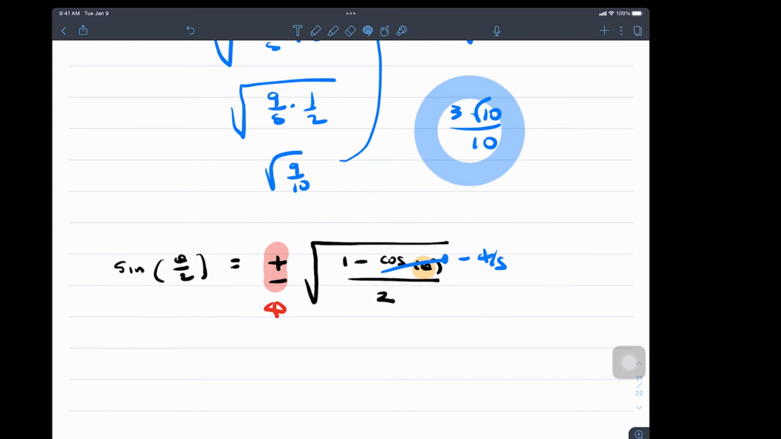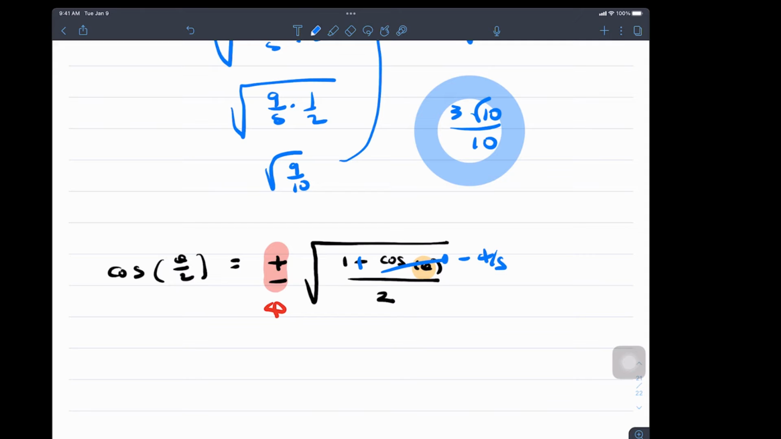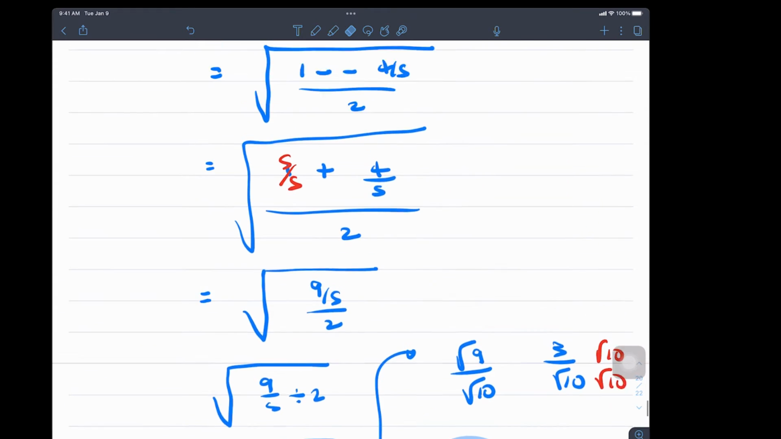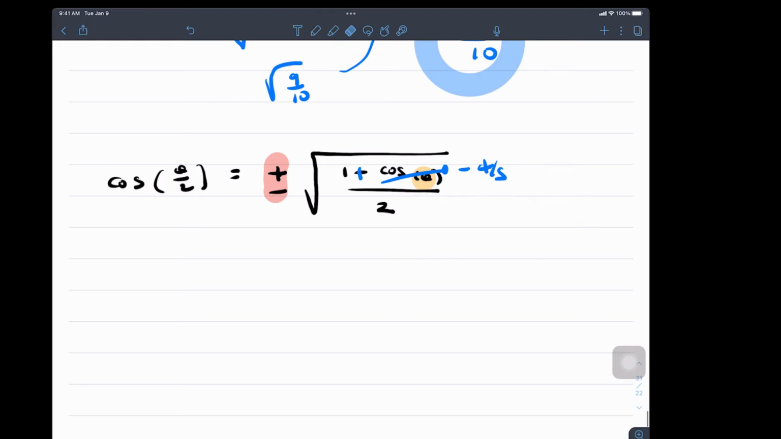Now you guys remember, what if it's cosine? You guys remember the difference? This is going to be now what? Plus. Now, where does your half angle live? Quadrant 2. Is that true? What does that mean for cosine in quadrant 2? It's negative. So, ladies and gentlemen, this is going to be what?